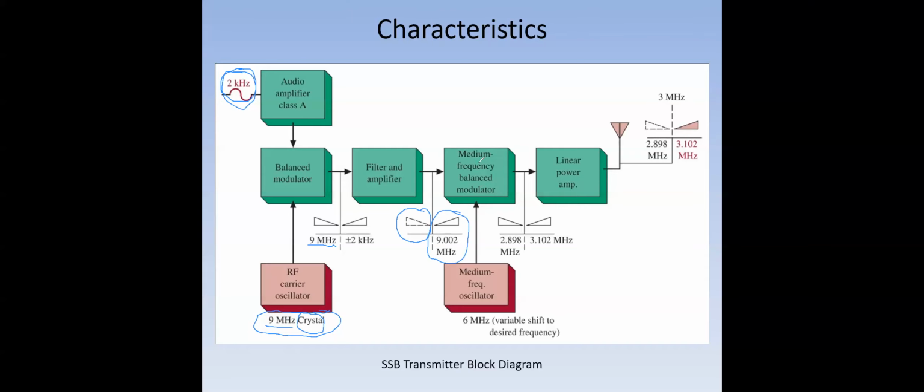Then we have it going into our medium frequency balanced modulator, where we have a different oscillator, and this is a variable shift to the desired frequency of 6 megahertz. If we shift it to that 6 megahertz, we now come out with a value of 2.898 and also 3.102 megahertz. Then this is fed into our linear power amplifier, and then it is sent out on our antenna, and we are now transmitting our 3.102 megahertz signal.